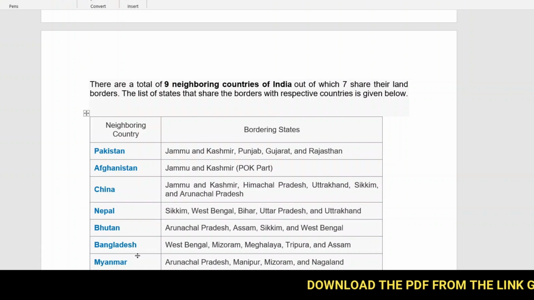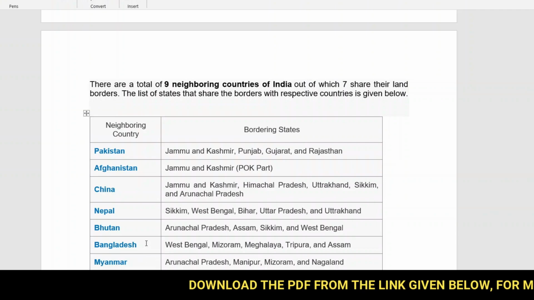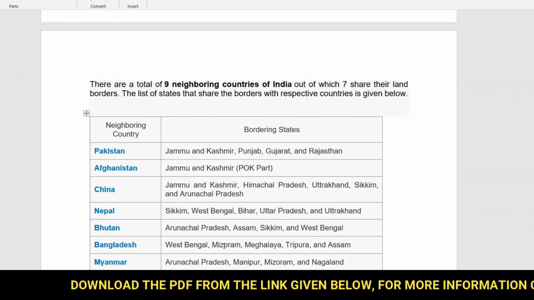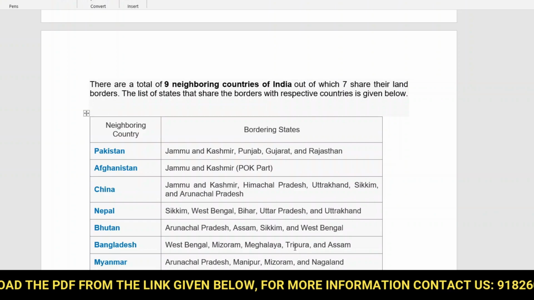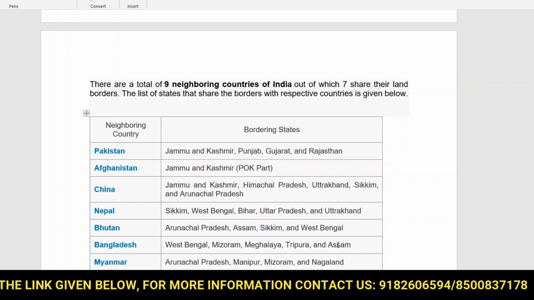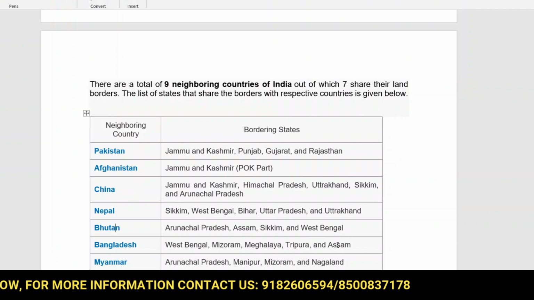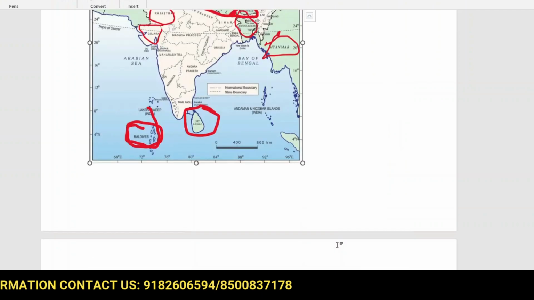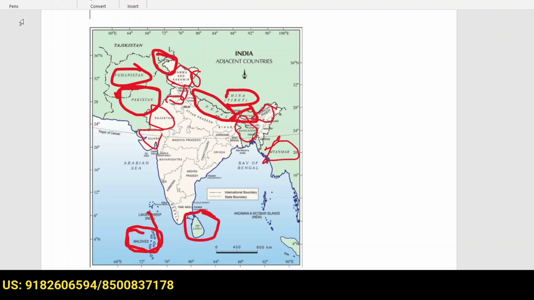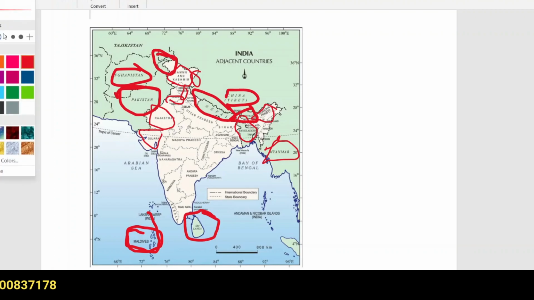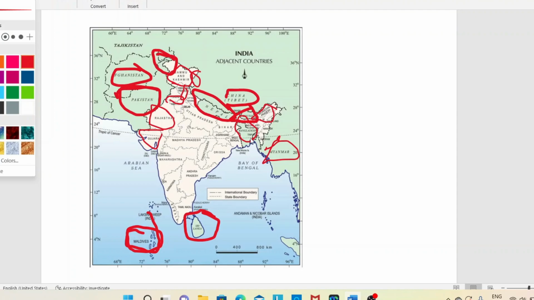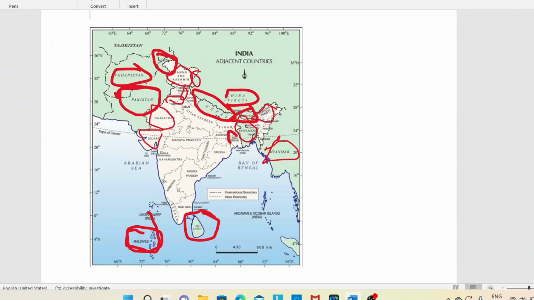Let's see another important country, Bangladesh. Bangladesh shares a border with West Bengal, Mizoram, Meghalaya, Tripura and Assam. We can see here West Bengal, Mizoram, Meghalaya, Tripura and Assam. This is Bangladesh.